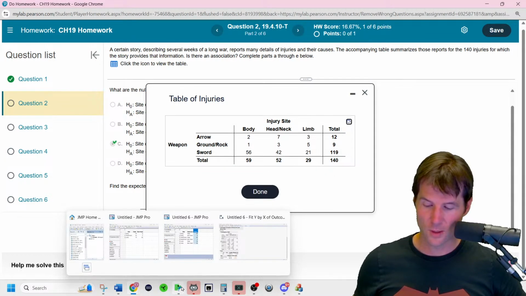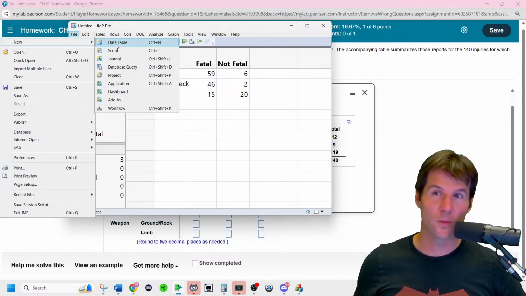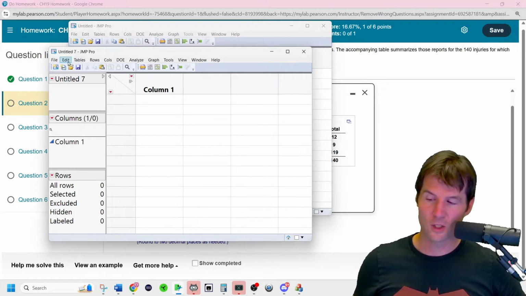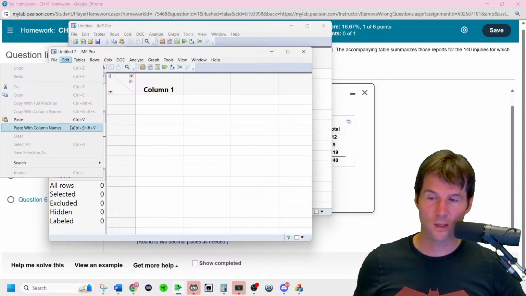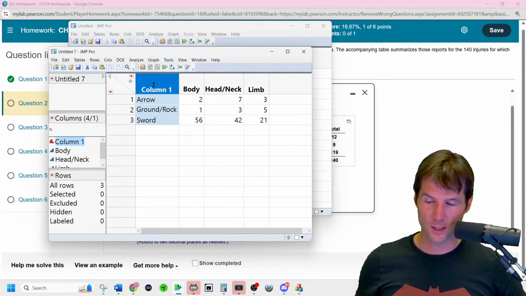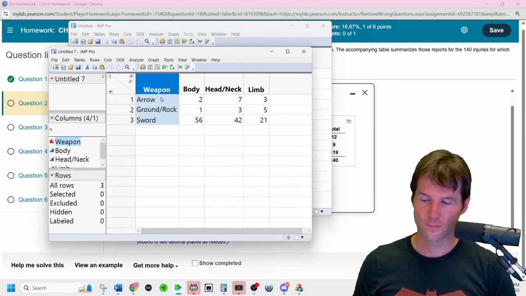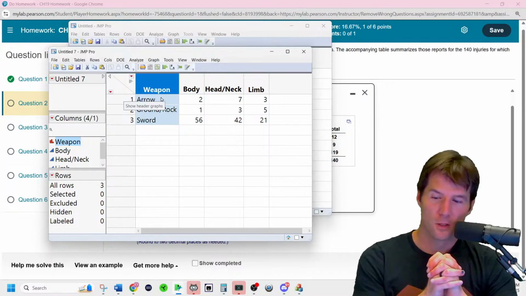Next, go over to JMP, and inside of JMP, go to File, New, Data Table. Now, make sure to hit Edit, Paste with column names. Optionally, we're going to click the column one right here, double click it, and call it Weapon, and click Enter twice. So now we have this.